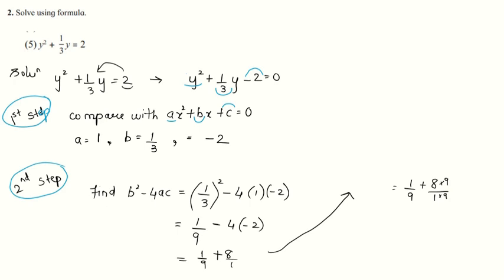So 8 upon 1. To make the common denominator 9, we have multiplied 8 into 9. 1 upon 9 will be common here in the denominator, and 8 into 9 is 72. Therefore, we get b square minus 4ac as 1 plus 72 is 73 upon 9. This is the value of b square minus 4ac. Just highlight it.